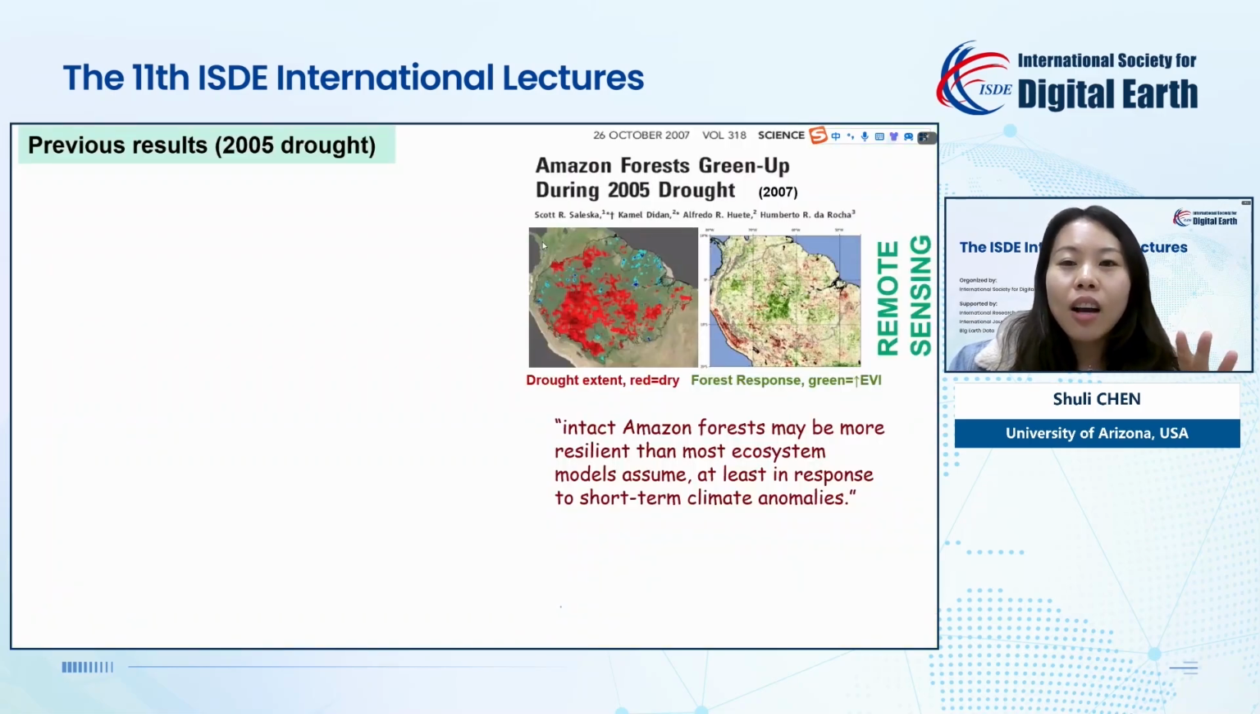So the critical question is, how can we understand the future forest response to climate change using biogeography? And here is the very first work from our lab. It used the remotely sensed vegetation index to detect the forest response to drought. This shows the forest tends to show a positive response to drought and indicates that the intact Amazon forest may be more resilient than people assume, at least in responding to short-term climate anomalies.